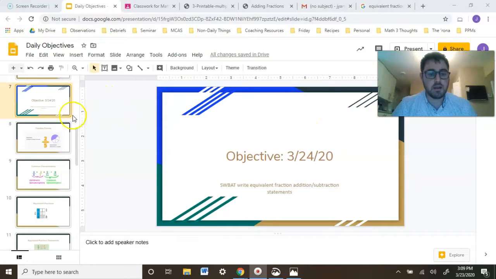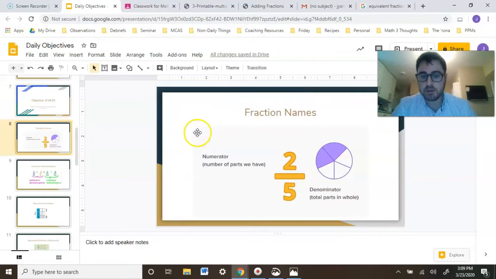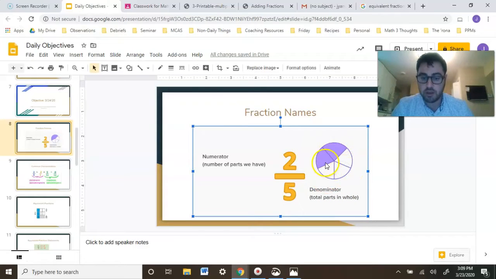So, I want to do a quick review on some of our vocabulary. The first part is numerator, denominator. Remember, numerator is the number of parts we have, el número de partes que tiene, pues que son sombreado o colorado. And the denominator is the total parts in the whole. So here's our whole. It has 1, 2, 3, 4, 5 parts. Hay cinco partes en un entero.